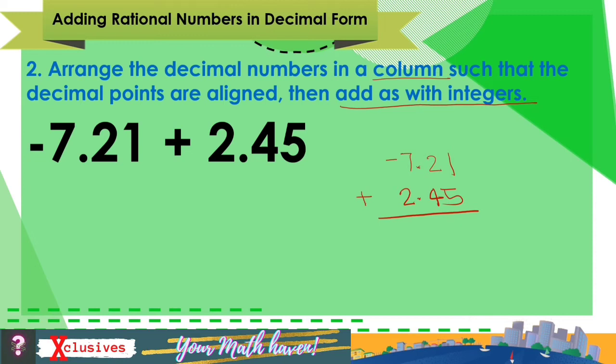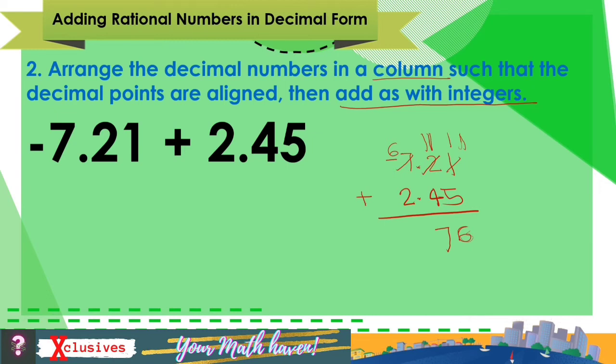So 1 minus 5 cannot be, so we have to borrow from 2. So 2 becomes 1. And 1 here becomes 11. So 11 minus 5, that gives us 6. 1 minus 4 cannot be, so we have to borrow from 7. 7 now becomes 6. 1 becomes 11. 11 minus 4, that gives us 7.